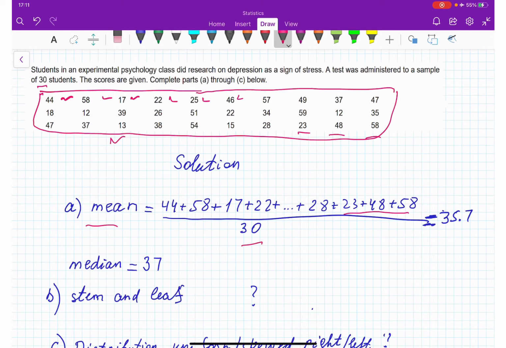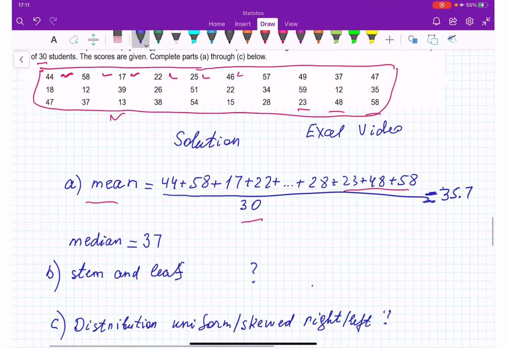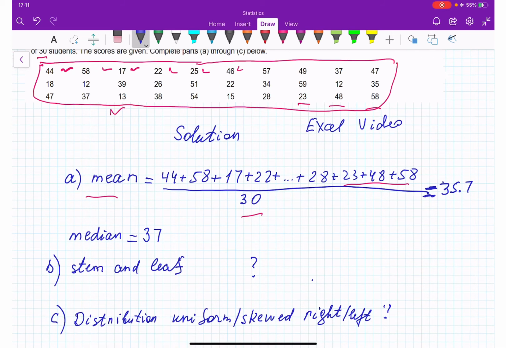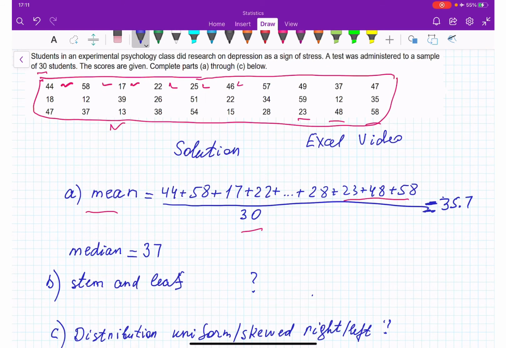Let me write it down. I have also prepared an Excel video on this, and I put the link under this video so you will know how to do the mean. The median will also be in the video, but to find the median, what you have to do, step number 1.